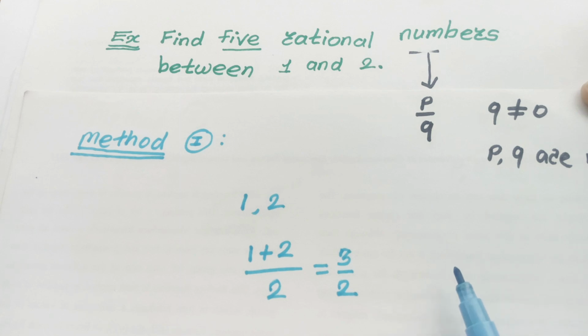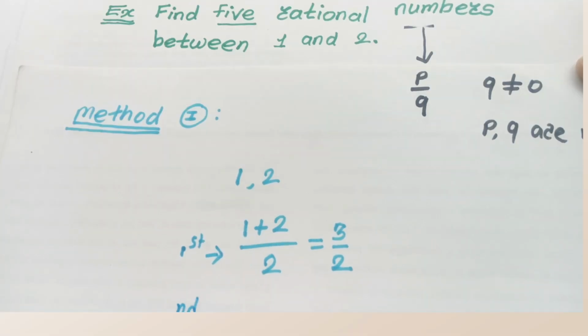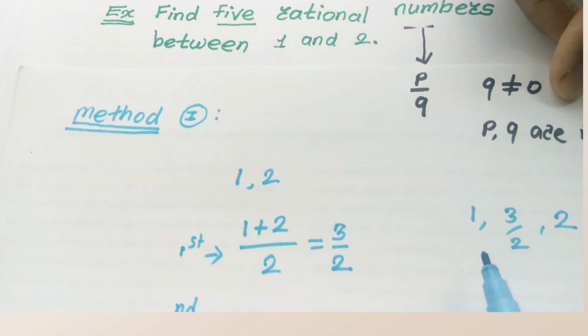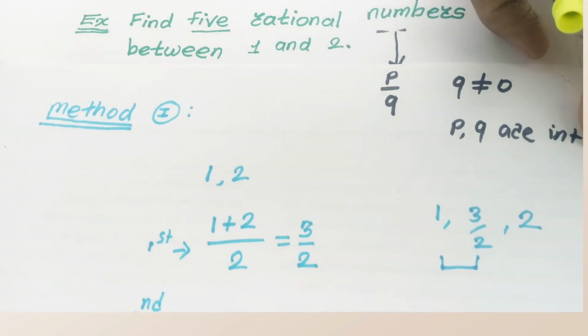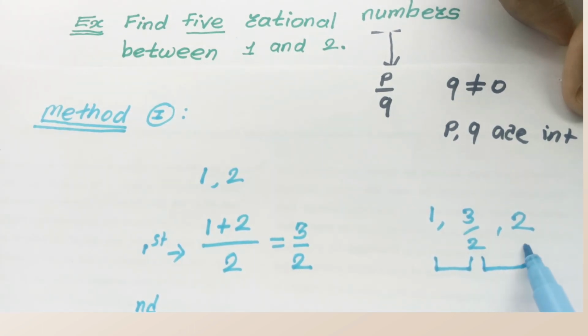So here we have found the first rational number lying between 1 and 2. Now we want to find the second number, so we take the average again. You can take the average of these two numbers and then the average of those two numbers. It means we get the rational number lying between 1 and 3 by 2, and next we get the rational number which lies between 3 by 2 and 2.